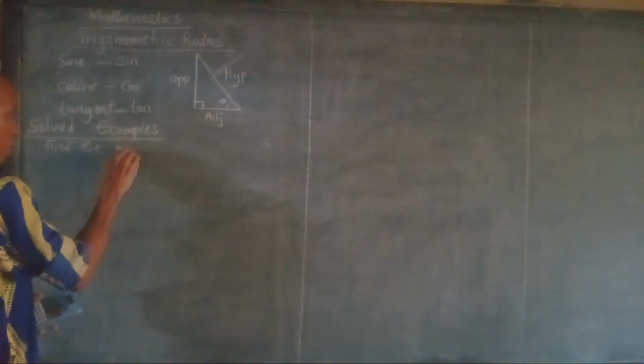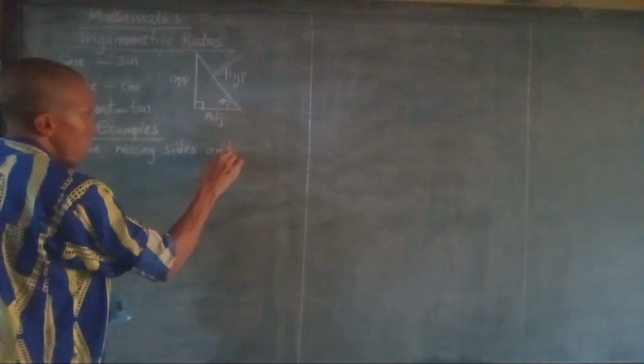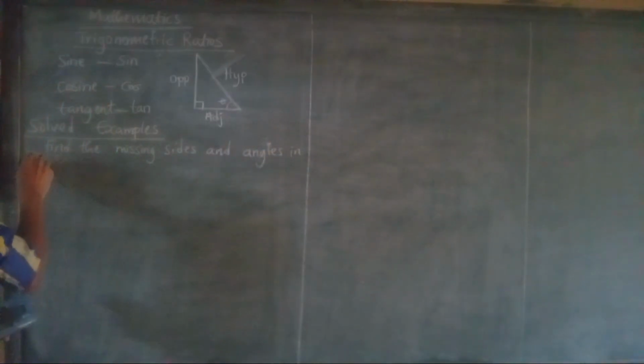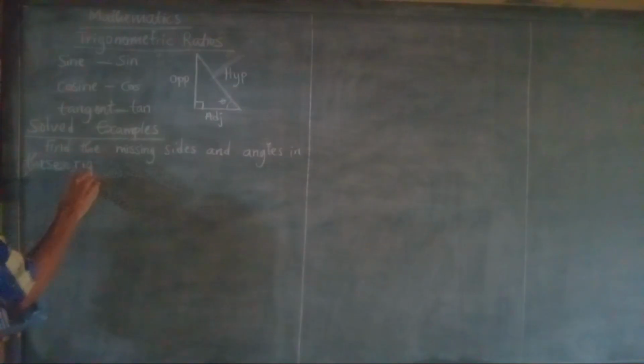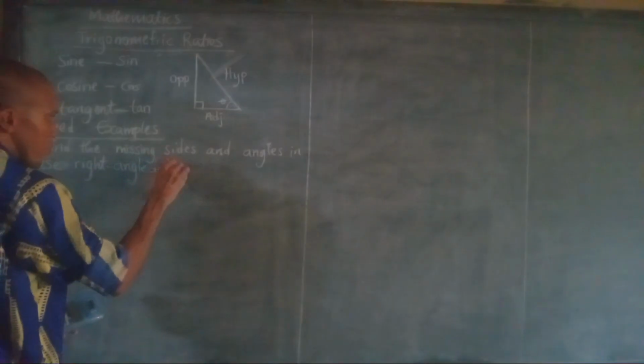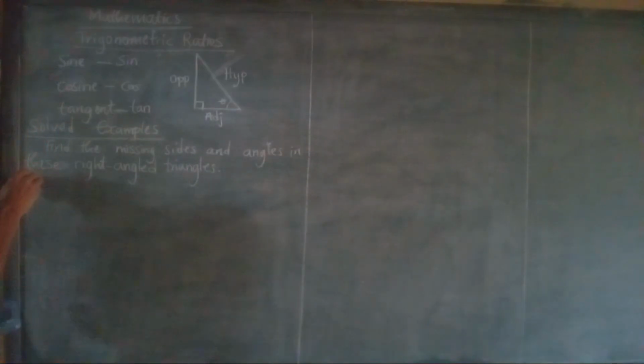Now, if I have an example like this: find the missing sides and angles in this right angle triangle. Good. Now let's take one example. Let's say this is a right angle triangle.